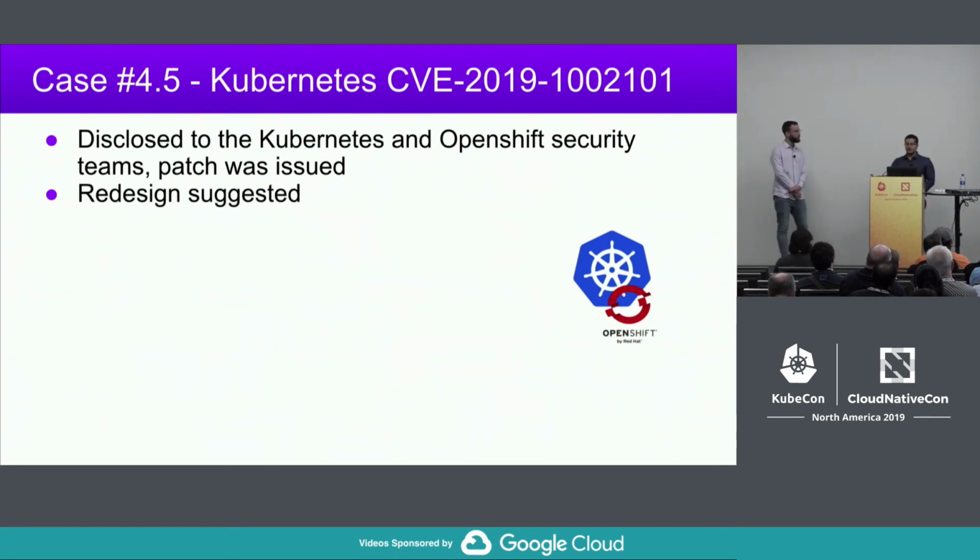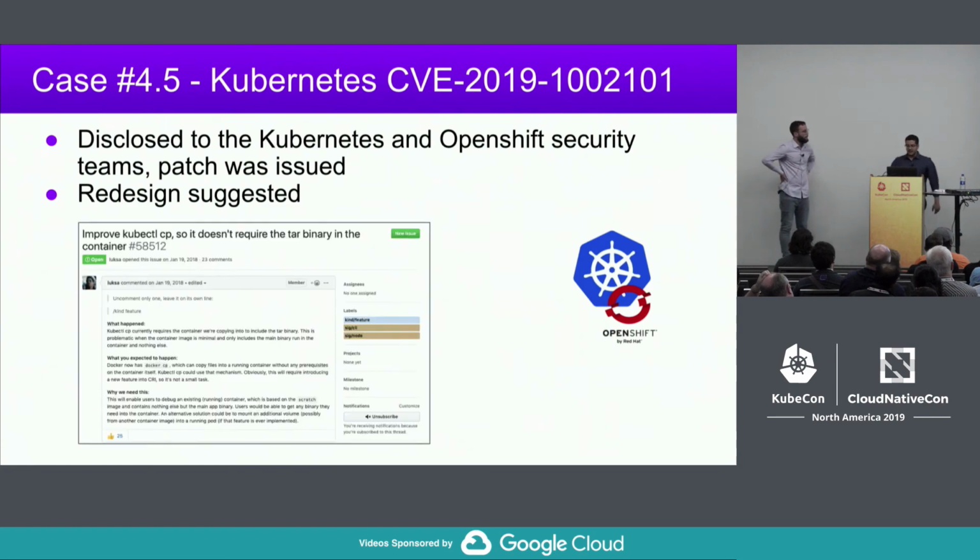I did, in my original advisory that I sent, suggest to redesign this feature and basically not use a tar binary from inside the container. And I later realized this was actually something that had been suggested by Kubernetes developers in some GitHub issue. And there was an ongoing discussion on fixing this, but nobody has actually taken the glove to change the implementation. So this was an issue for a while.